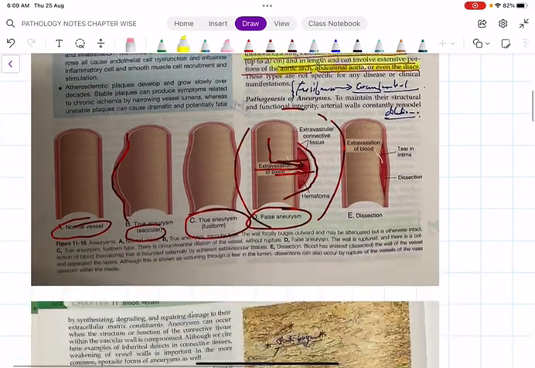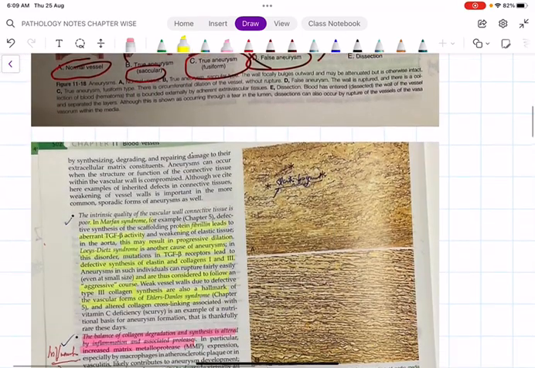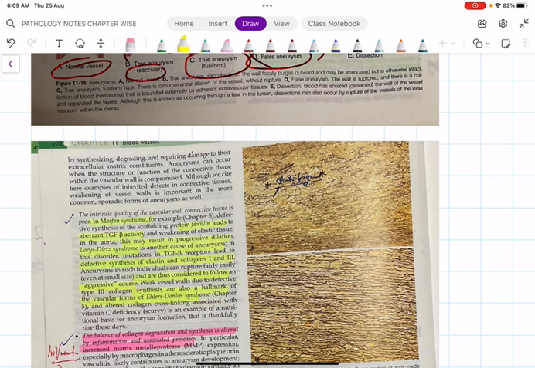Now let us see what the pathogenesis is. The aneurysm is mainly because of a defect in the structural integrity of the vascular wall. Whenever the structural integrity of the vascular wall is compromised, what will happen? There will be abnormal dilatation. I told you the problem is in the tunica media.